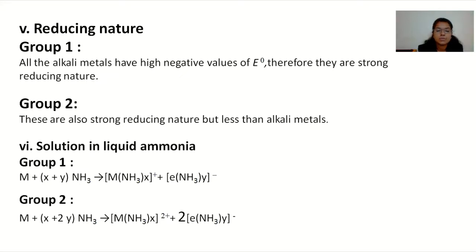While for group 2, similar to alkali metals, the alkaline earth metals are also soluble in liquid ammonia and give deep blue color. When alkali metals or alkaline earth metals react with ammonia, what color do we get? Deep blue color, and from that we can say that the reaction is complete.